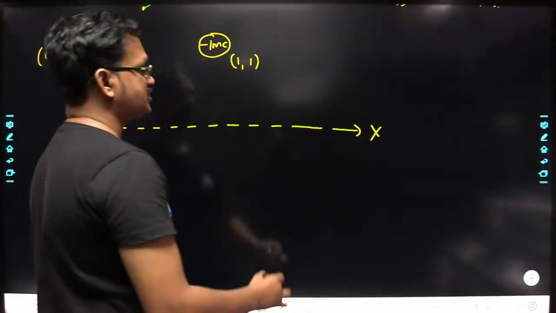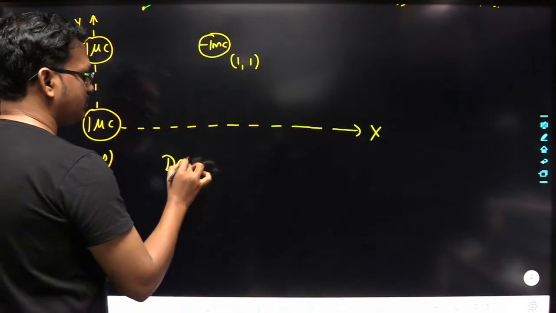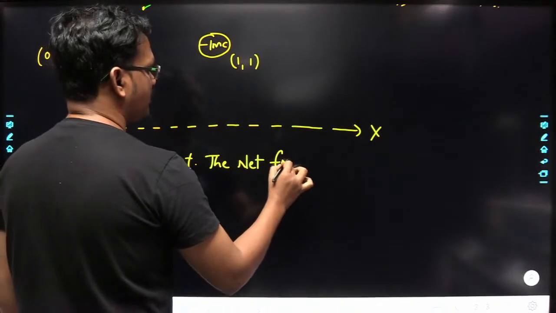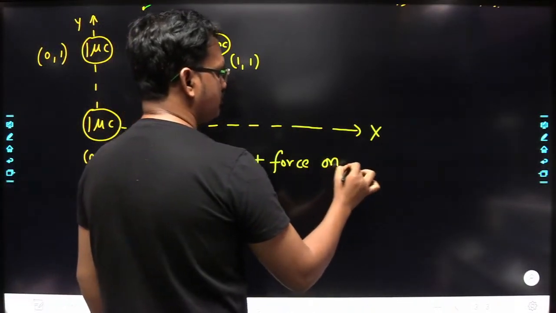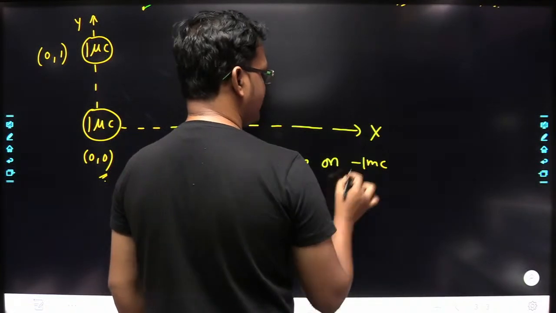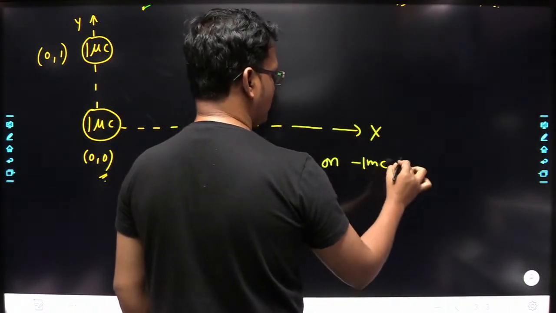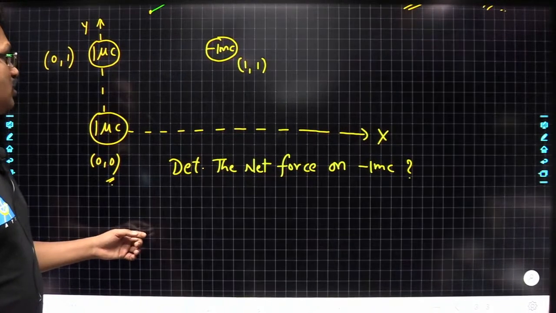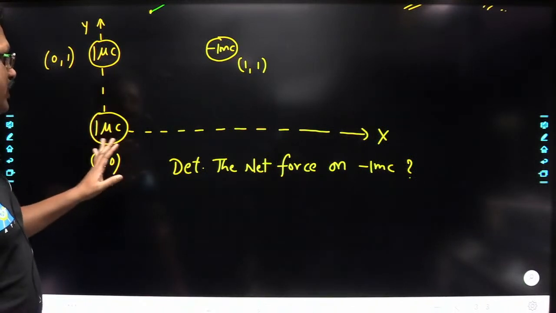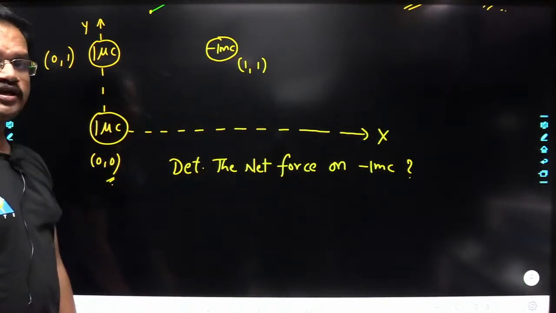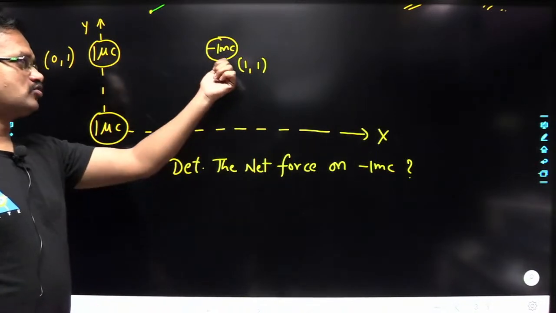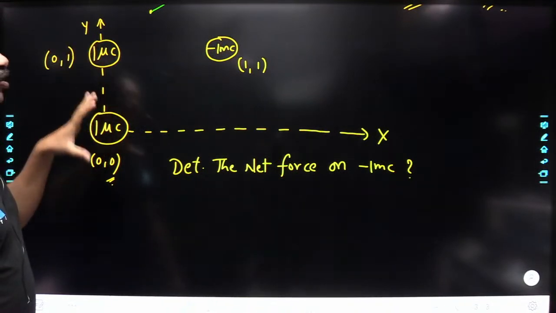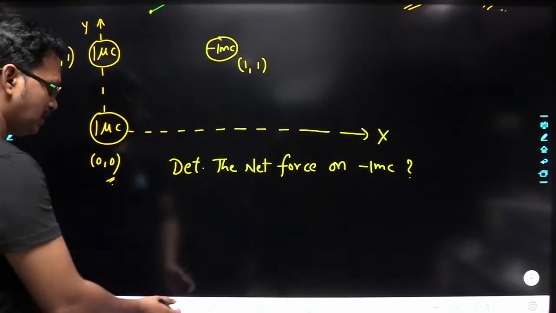Now they are asking to determine the net force on minus 1 millicoulomb of charge. Okay, so that means here you are having 1 microcoulomb here, 1 microcoulomb here, here minus 1 millicoulomb. They are asking to determine what? To determine the net force on minus 1 millicoulomb due to what? Due to these two 1 microcoulomb charges. Yes or no?